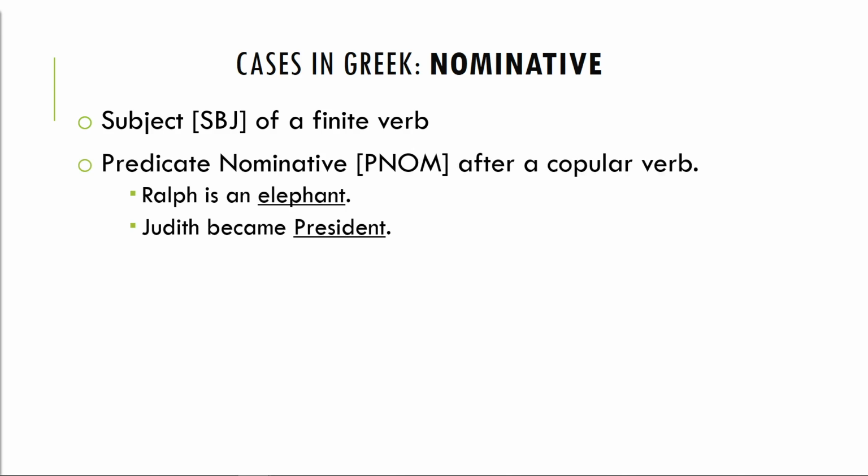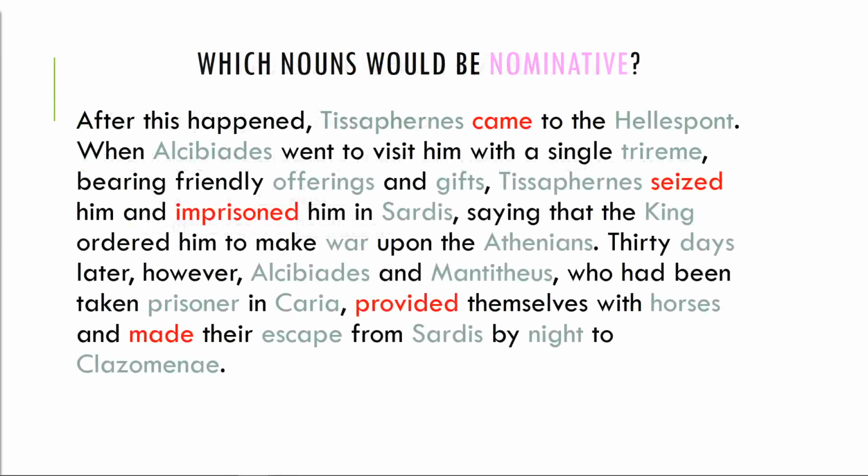So, Ralph is an elephant. Both Ralph and elephant are nouns. Ralph is the subject, elephant is the predicate nominative. Copular verbs, remember, are things like is or becomes. So which nouns in this passage would be in the nominative? Which nouns are subjects or predicate nominatives?